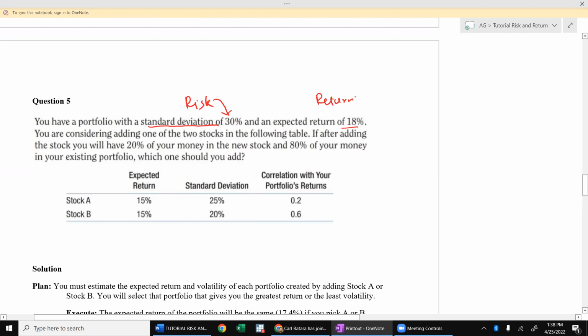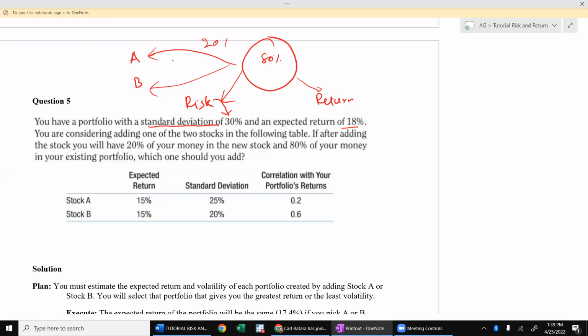You are considering adding one of the two stocks in the following table. Since you have a portfolio and you don't know how many securities are in it, but you know the risk and return are given, no worries. Now you have two securities in hand, A and B. You want to keep 80% of your portfolio as it is, but invest 20% in either A or B. This is what the question is all about. We need to discuss whether we should add A or B.